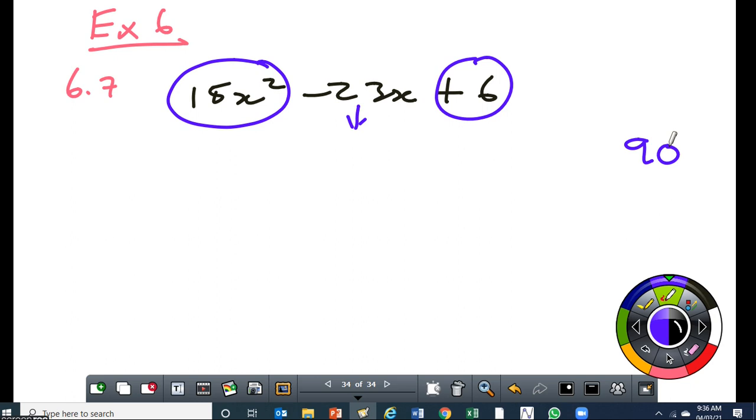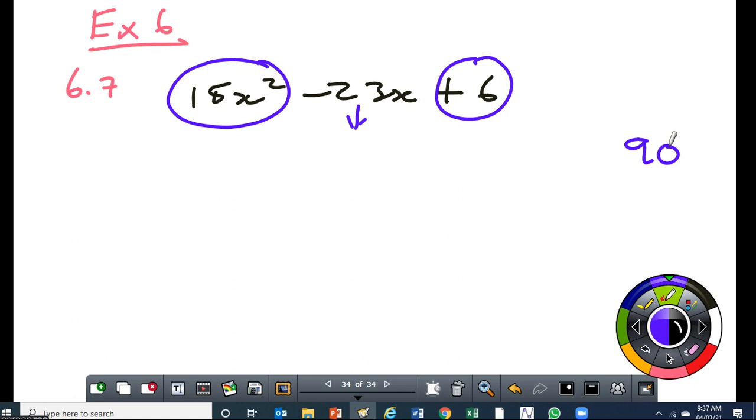It will be 18 and what? But be careful of the signs. Remember, the coefficient of x is minus 23. So which two factors of 90, considering their signs, will give you minus 23? Yes, Simon? Thank you. So it will be minus 18 and minus what? 5.